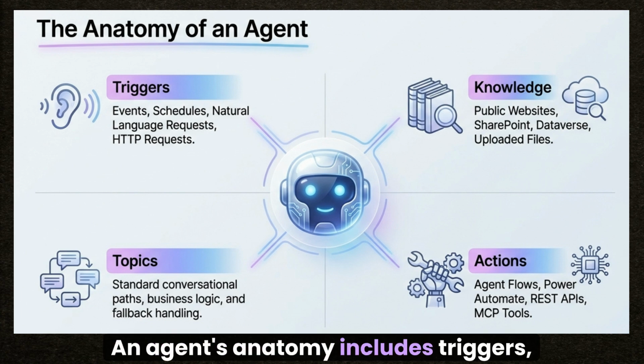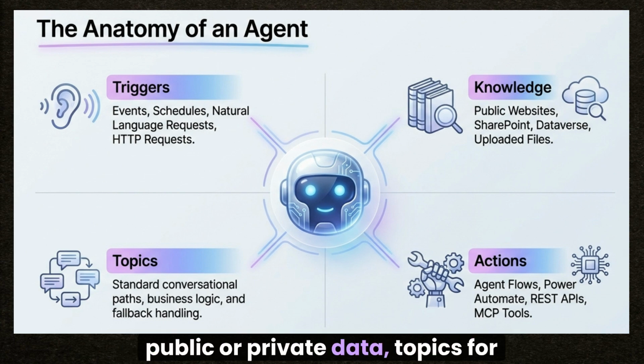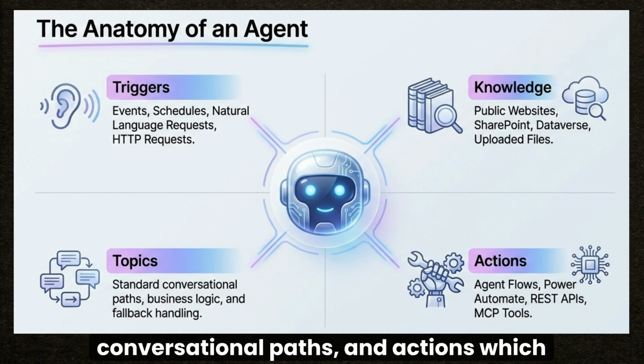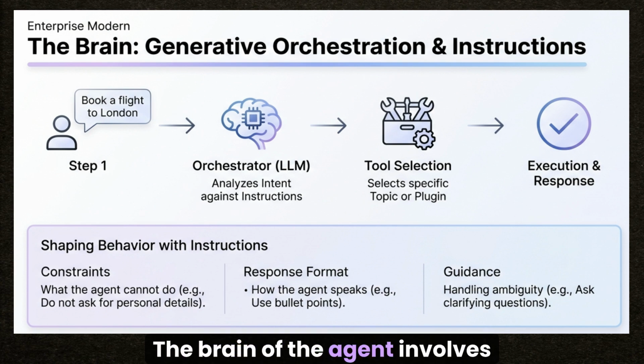An agent's anatomy includes triggers, such as events or natural language requests, knowledge, sourced from public or private data, topics for conversational paths, and actions, which use flows and APIs. The brain of the agent involves generative orchestration and instructions.